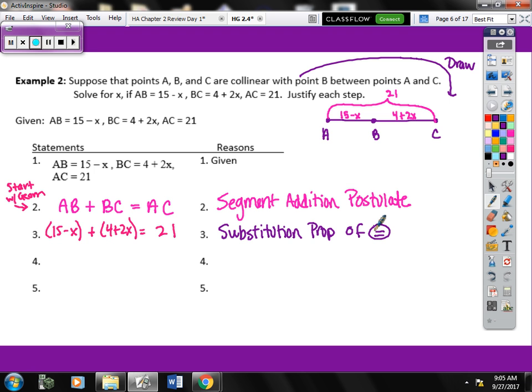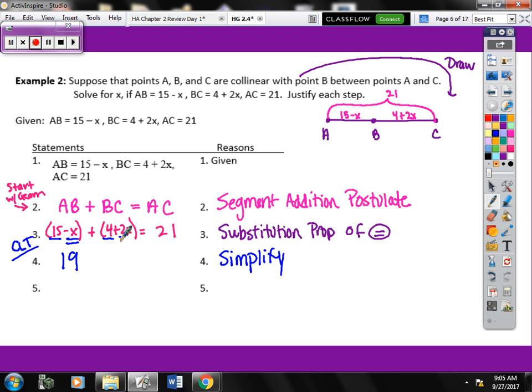So the first thing we would do is combine like terms, since we have some stuff going on the left. Now when you combine like terms, that's not actually your justification. Your justification will just be simplify. It says simplify because you're not doing something on both sides of the equal sign, so you're not using a property of equality. You are just combining. So 15 plus 4 is 19.